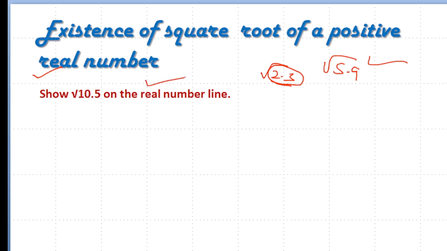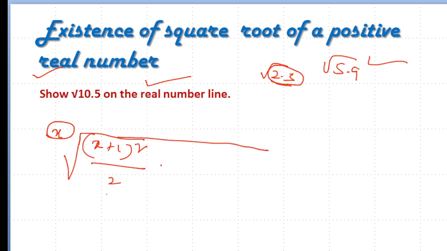So to make this on a number line, we will follow one method. For example, let's take x is a positive real number. What is the rule for this real number line? If x is the real number, then (x plus 1) whole square by 2 squared minus (x minus 1) whole square by 2 squared, using a square minus b square.